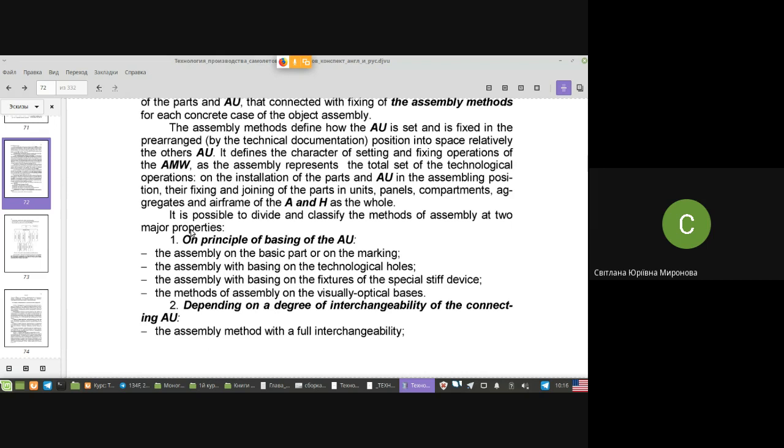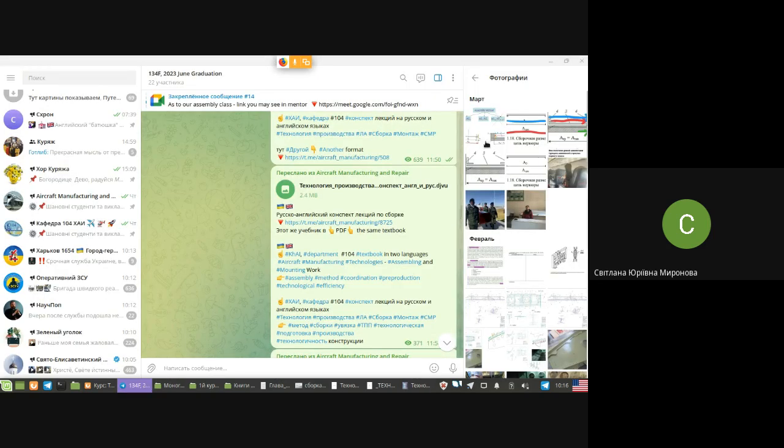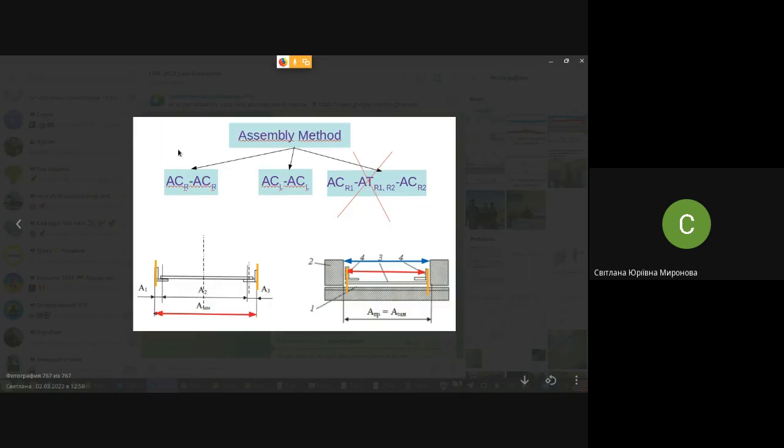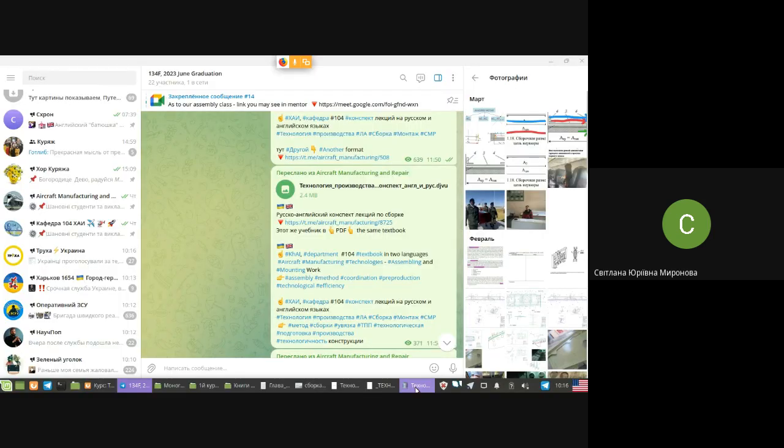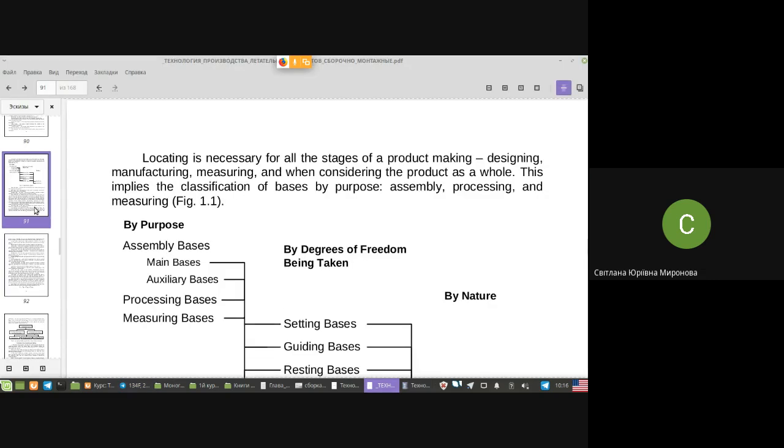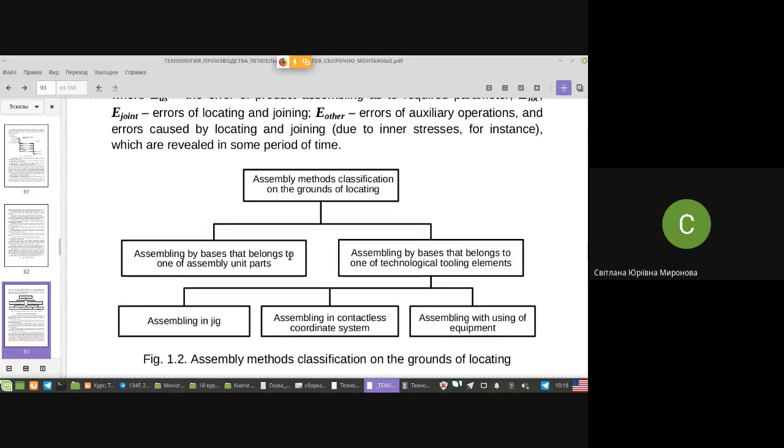Once again, what you see now, the principles of locating, is the same as what we are talking about: assembly component with real basis, assembly component with latent basis, assembly component located to assembly tooling. Also, in our laboratory manual, you have a classification. Do pay attention to the assembly method. It's very similar to what we are talking about. It's about basis.